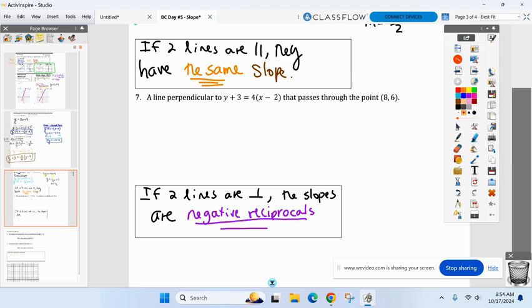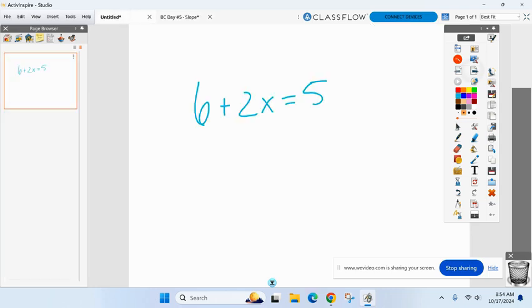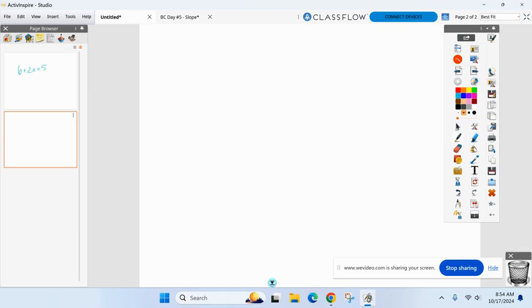All right, what do I mean by negative reciprocals? Here you go. Let's say the slope is negative 2/3. Any line perpendicular to it, negative reciprocal. You flip and change the sign. Flip it and change the sign. So what's the negative reciprocal for negative 2/3? That would be positive. Change the sign. Flip it, reciprocal, it would be 3/2.